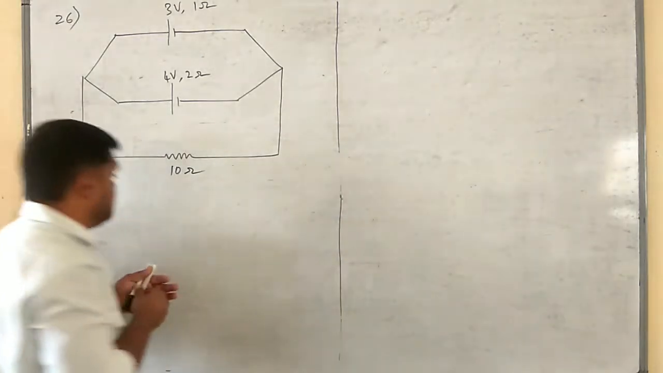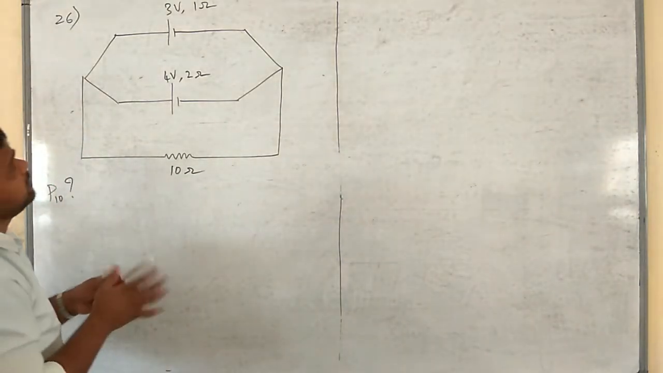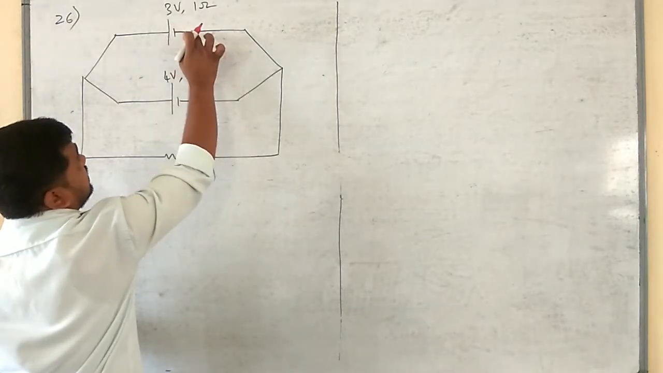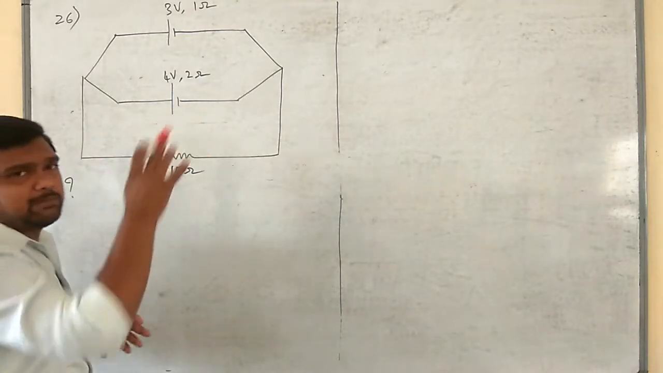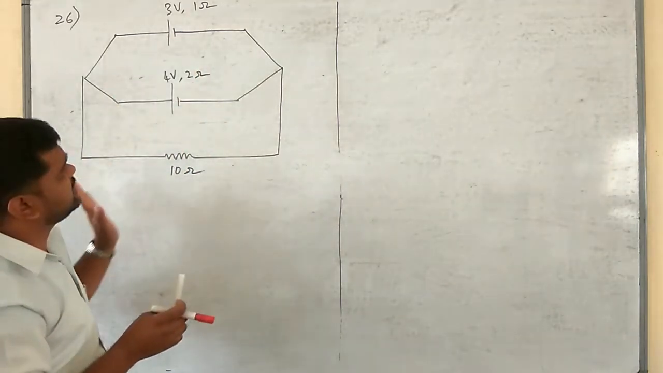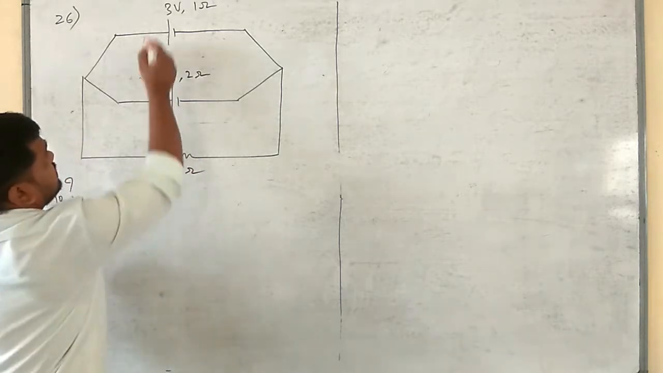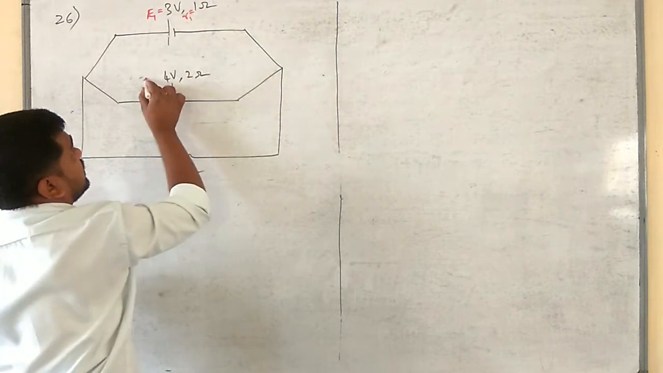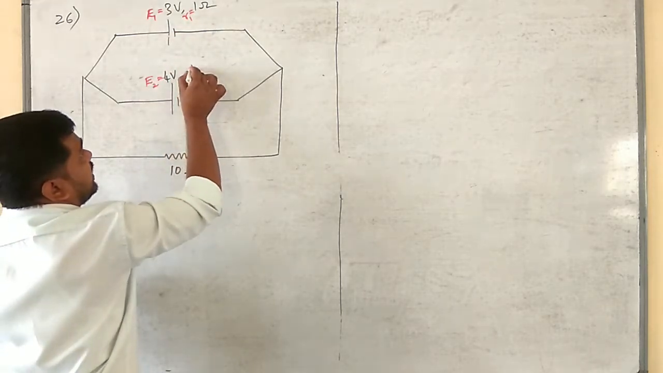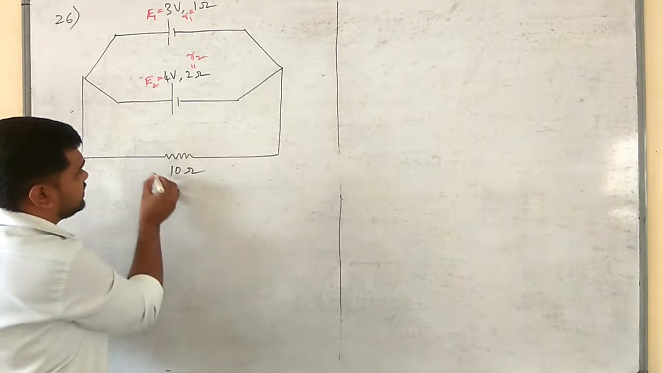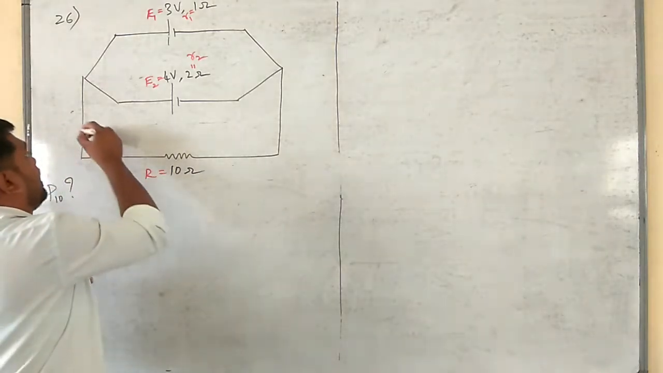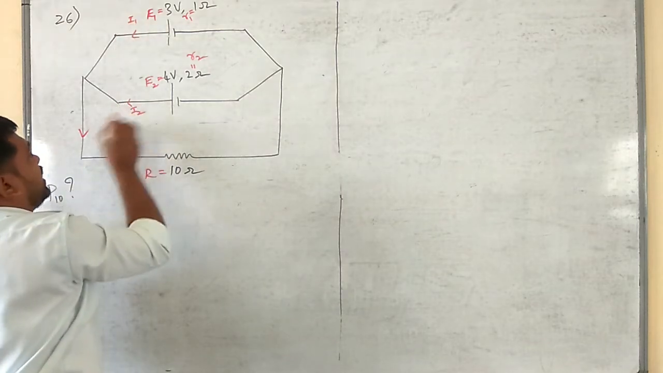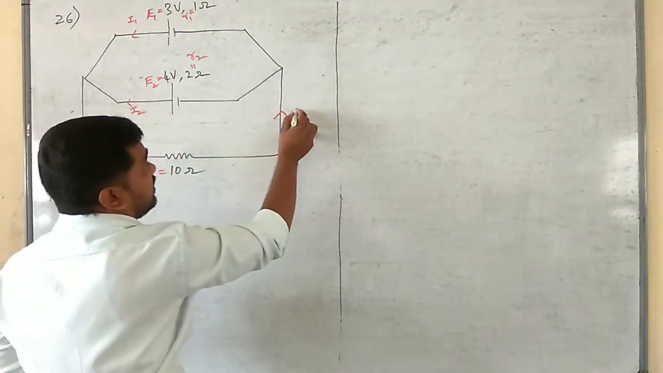Okay, see. First of all, I will modify this circuit like this. In order to apply the KVL, we should modify. Otherwise, not a problem. Here, this is E1. This is R1. This is E2. And this is R2. And this is capital R. Let this be I1, I2, and the net current is I, for example.